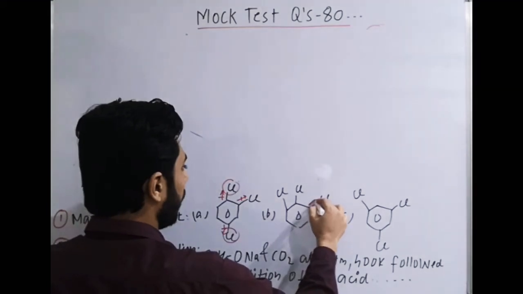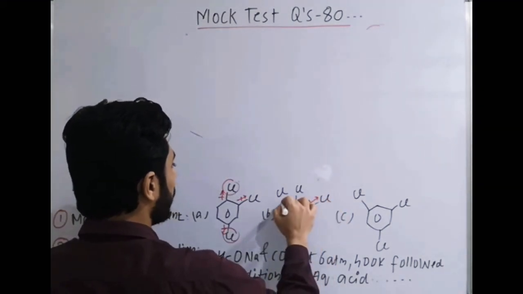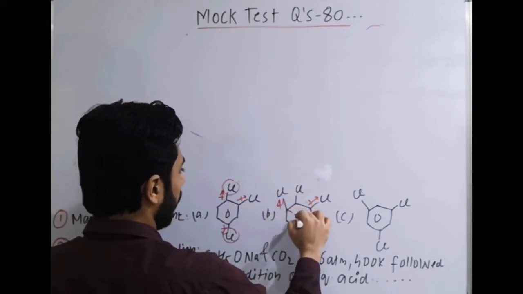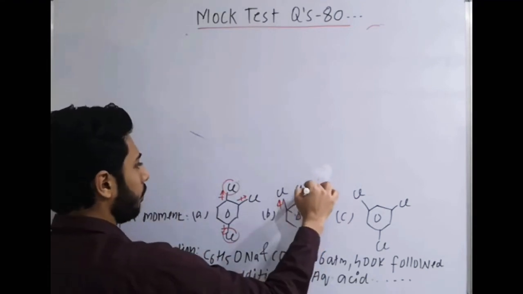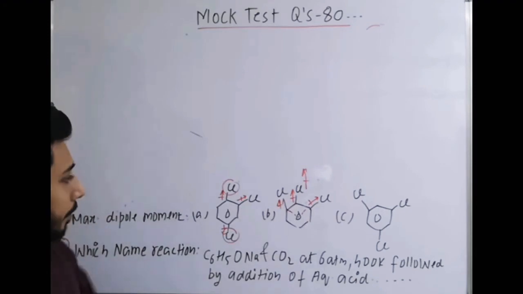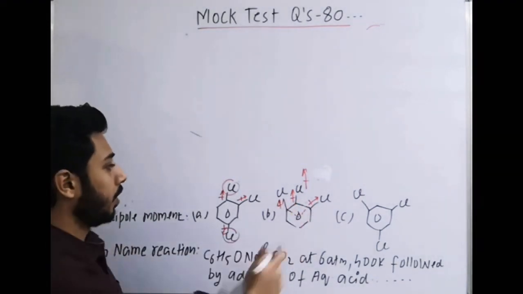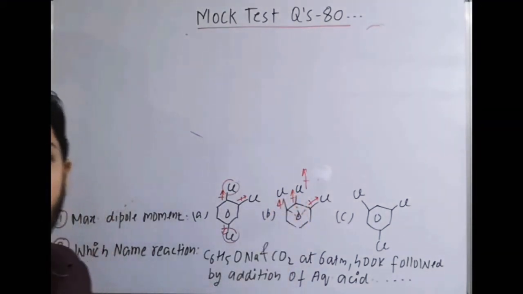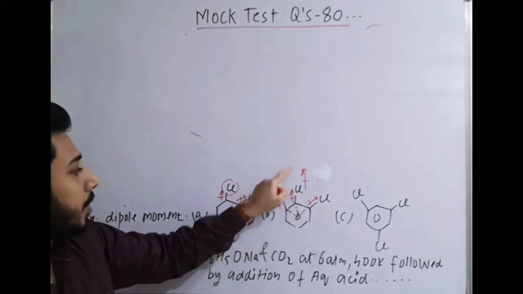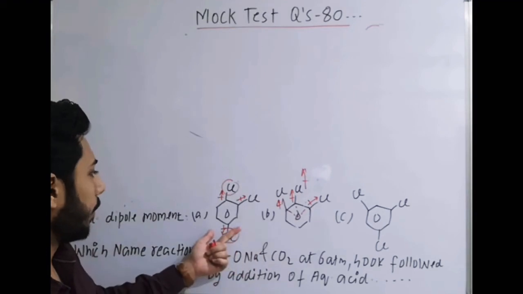In the second one, bond moments are towards this side, and when we use the formula of mu resultant, it will be somewhat here, and this Cl is also there. Between these two, Cl are at 120 degrees, so mu resultant will be towards this direction. And already one C-Cl bond is also in this direction, so the net dipole of this is maximum, or it is more as compared to this one.